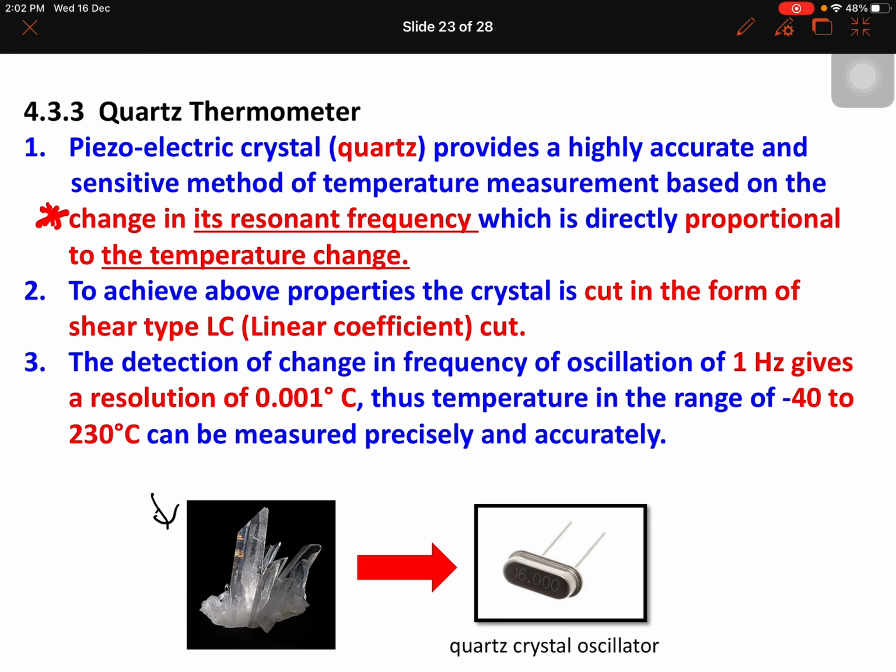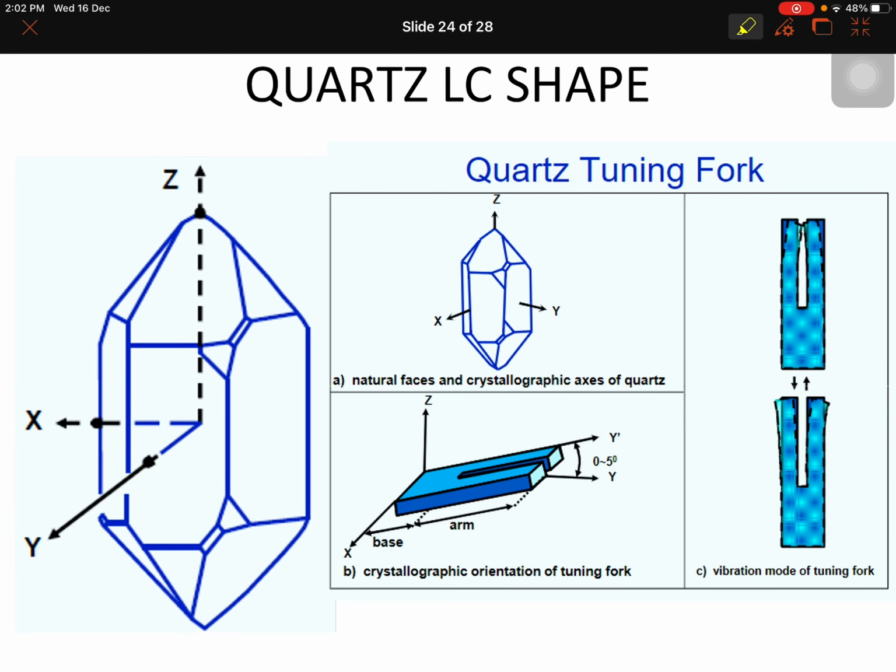To achieve the above properties, the crystal is cut in the form of a shear type LC cut, like this. The detection of a change in frequency of oscillation of 1 Hz gives a resolution of 0.001 degrees Celsius. Thus, temperature in the range of -40 to 230 degrees Celsius can be measured precisely and accurately. So this is how the quartz LC shape looks like.